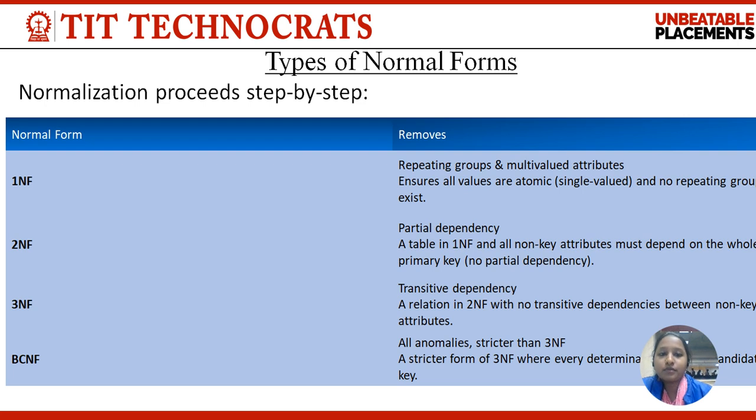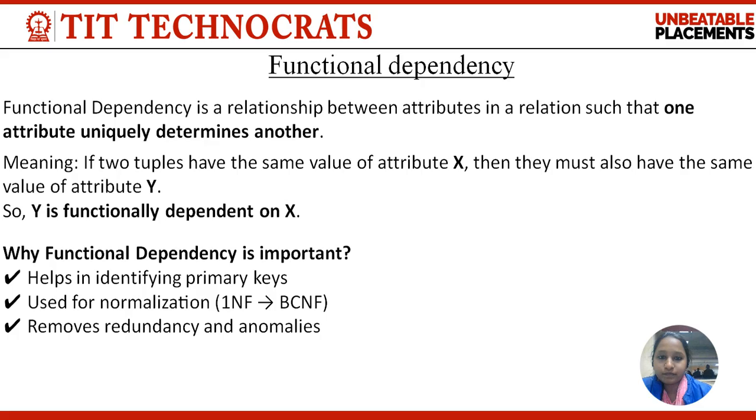Here are the types of normal forms: 1NF, 2NF, 3NF. Normalization is performed step by step from 1NF to BCNF and even 4NF and 5NF in advanced cases. Each normal form removes a specific type of issue in the table structure.